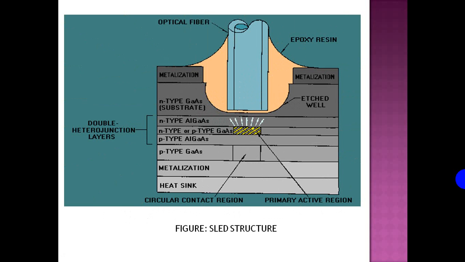This diagram shows the structure of a SLED. A well is etched into the substrate to allow direct coupling of the emitted light to the optical fiber. The etched well allows the optical fiber to come into close contact with the emitting surface. In addition, the epoxy resin that binds the optical fiber to the SLED reduces the refractive index mismatch, increasing coupling efficiency.